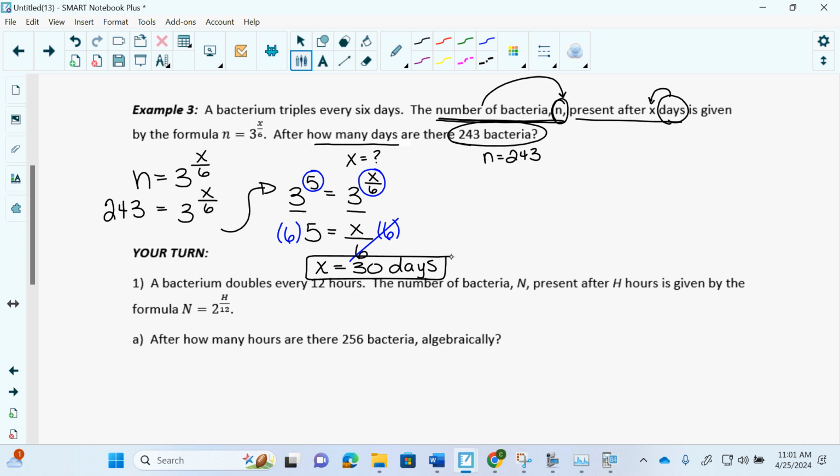Mrs. Lepp would like crumble inside a little bit. What do we have to do? Write a sentence. After how many days are there 243 bacteria? After 30 days, there are 243 bacteria.